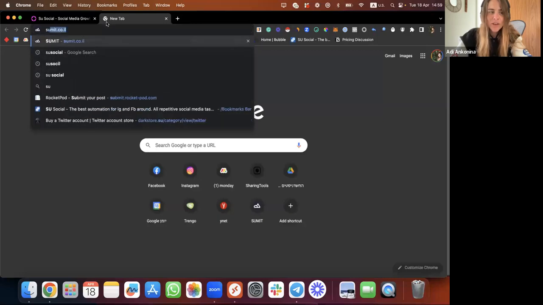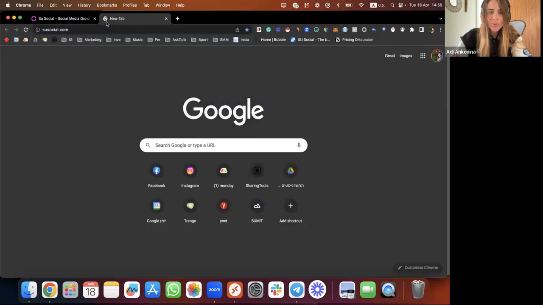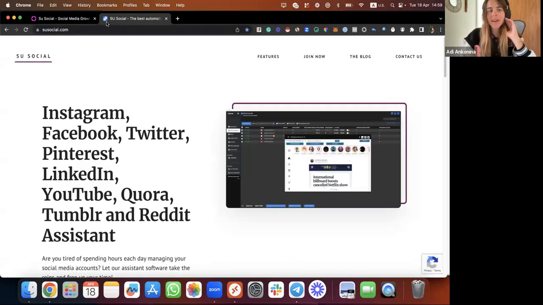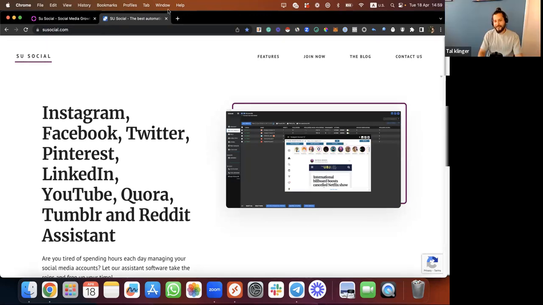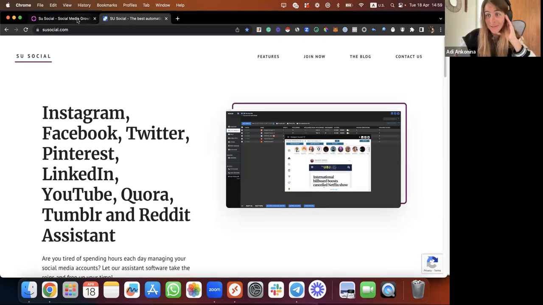It's actually a solution for any type of growth on Instagram, Pinterest, LinkedIn, YouTube, Quora, Tumblr, Reddit, even TikTok. They actually found a solution for that, which is pretty rare in the automation world. I think there is maybe one other platform that does TikTok automation. Yes, exactly, it's super, super hard. And also Instagram, as you know, to get a reliable solution is not easy.